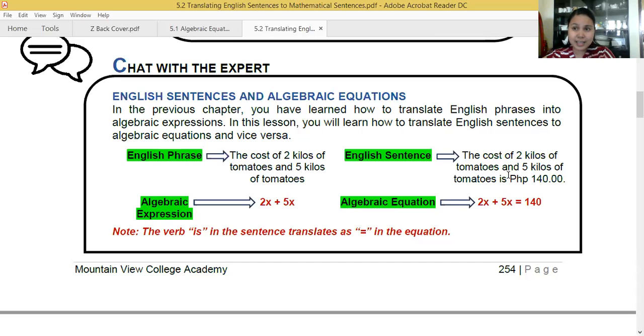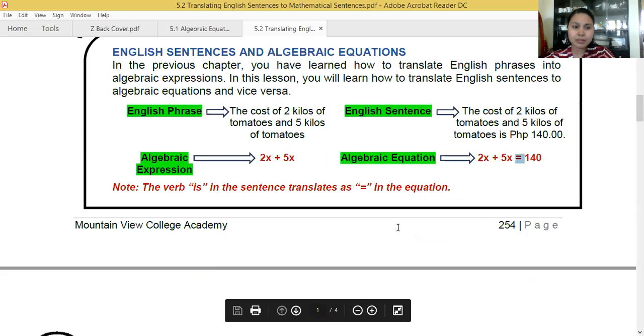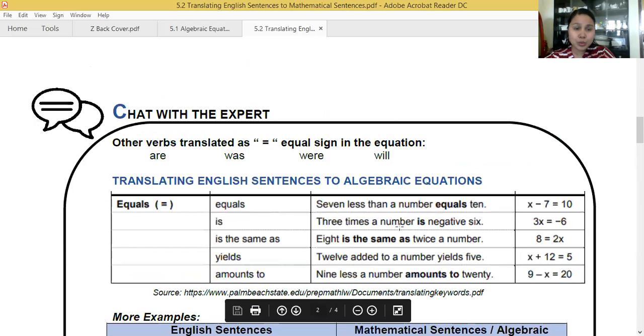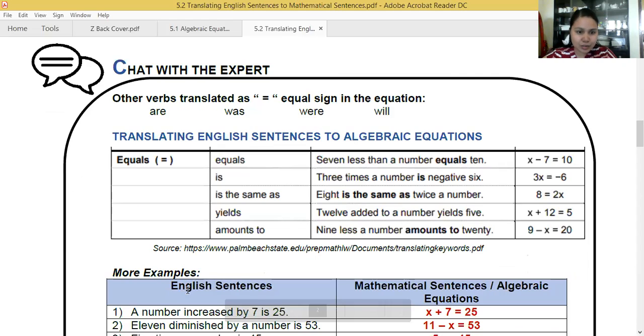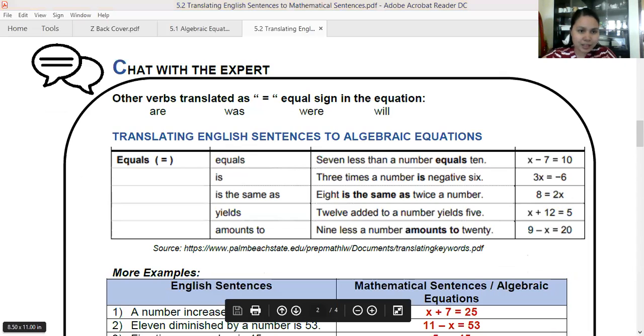What's different in the English sentence is the word is, or is, was, will be. This would all mean equal sign, or it means equals. Now, how do we do that one? Let's start with the first one. Ready?